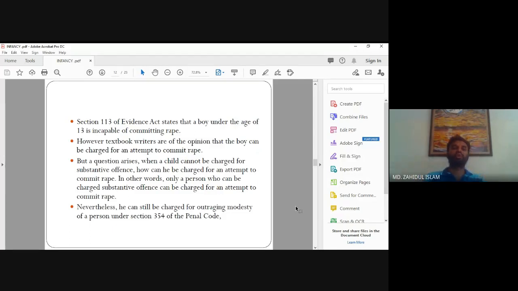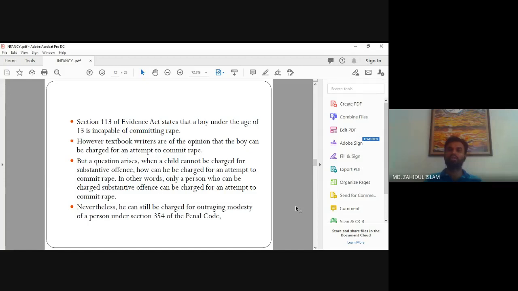So section 113 of the Evidence Act stated that a boy under the age of 13 is incapable of committing rape. However, textbook writers are of the opinion that the boy can be charged for an attempt to rape. Many authors mention that section 113 of the Evidence Act says a boy under the age of 13 is incapable of committing rape, but we can bring an allegation of attempt to rape.